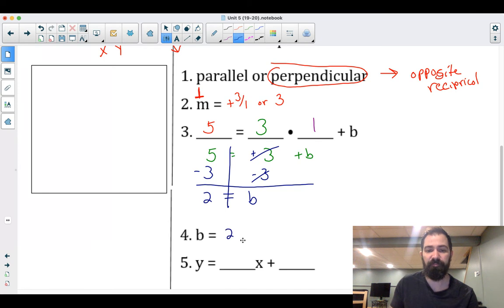So b equals 2. Then we write our new equation with our new slope and our new y-intercept, our new b value. So our new slope was, we said 3, so y equals 3x plus our b value, which is 2. And that's it. That's all you're going to do. You're going to substitute in and find your value.